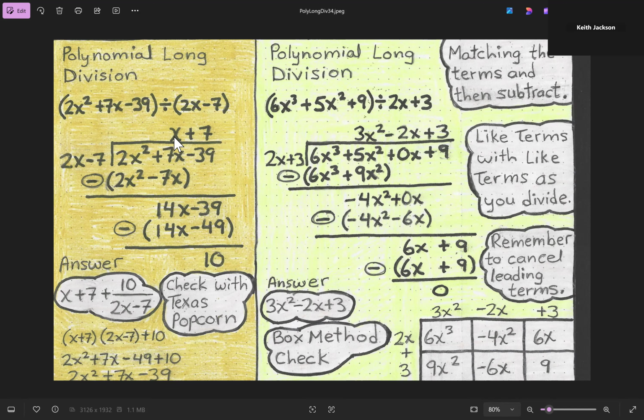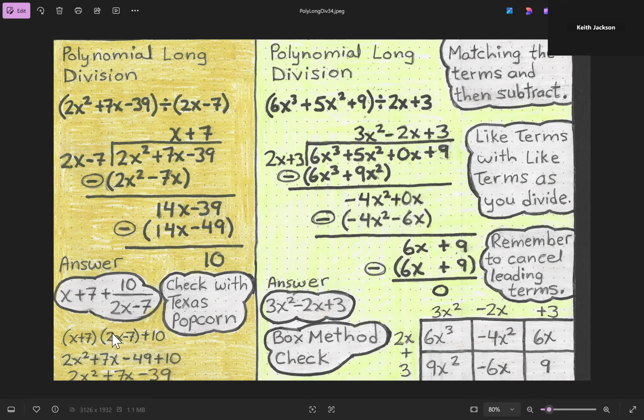And now our answer is x plus 7, with 10 as our remainder. Okay, that's our numerator. And this 2x minus 7 will still be our denominator. So our answer is x plus 7 plus 10 over 2x minus 7. We can also check it using the popcorn method. All right. Texas popcorn, right? So what we could do, we could just simply multiply the quantity of x plus 7 times the quantity of 2x minus 7.